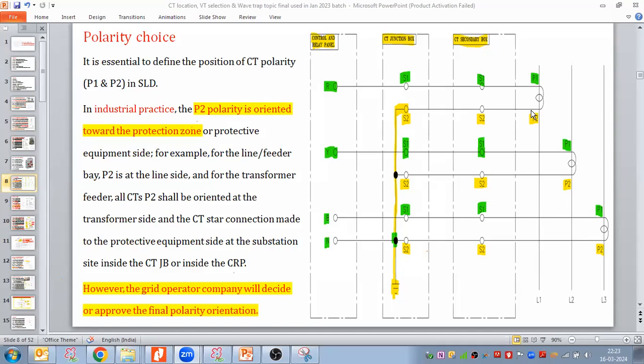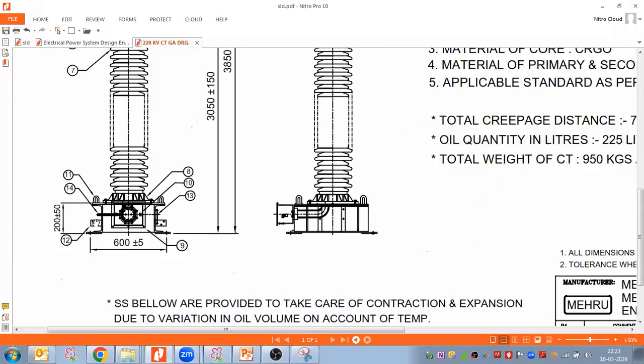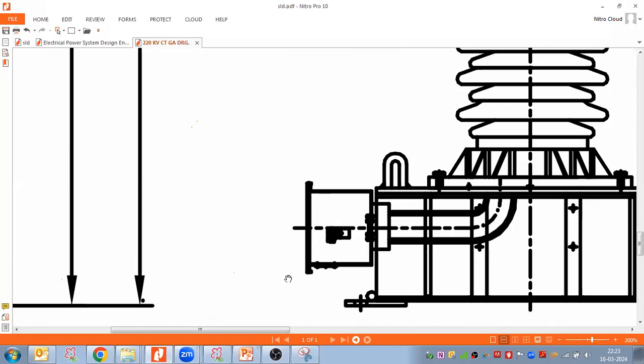So all the CT cores we will extend from the CT core. It will come to the CT secondary box here, right? If we go here, we will have the CT secondary box at the bottom of the CT. Could you see this one here?